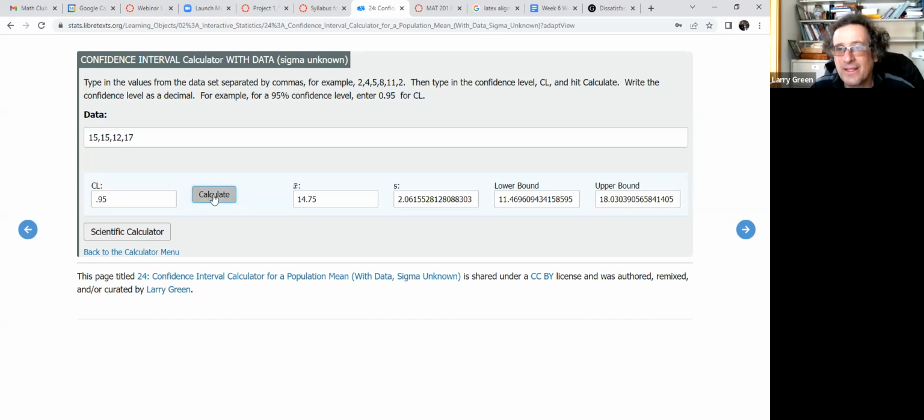Okay. So the upper and lower bound are actually wider because, again, we can't really use a normal distribution. So it actually is wider than we thought. And it's really about 11.5 to 18. Okay. By the way, do you think this is okay to have an interval between 11.5 and 18 for the average age of first kiss?